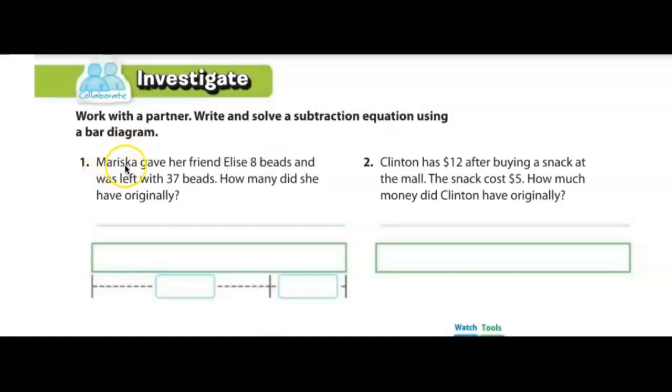So for number 1, it says Mariska gave her friend Elise 8 beads and was left with 37 beads. How many did she have originally? This sounds very familiar to the previous problem. So I want you to fill in this diagram and then answer the question for me. How many did she have originally? Go ahead and do that for me, please.